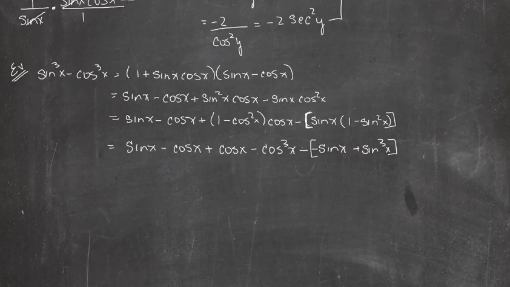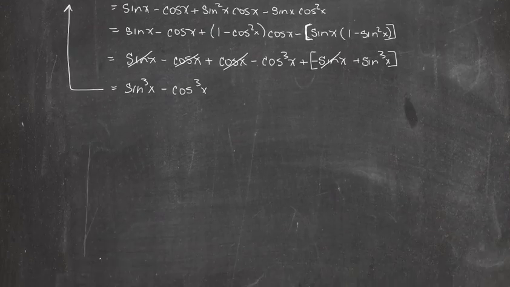Change the signs inside, turn it into a plus sign. Now I can disregard the bracket, and I have a positive sine x and a negative sine x. I have a negative cos and a positive cos, and what I'm left with is a positive sine cubed minus cos cubed of x. And that, my friends, is a proof of that identity. All right, let's do another one.